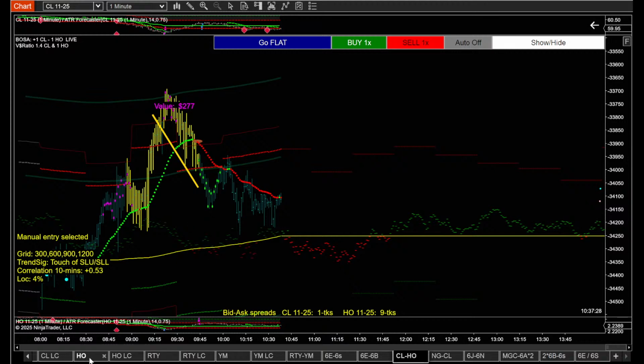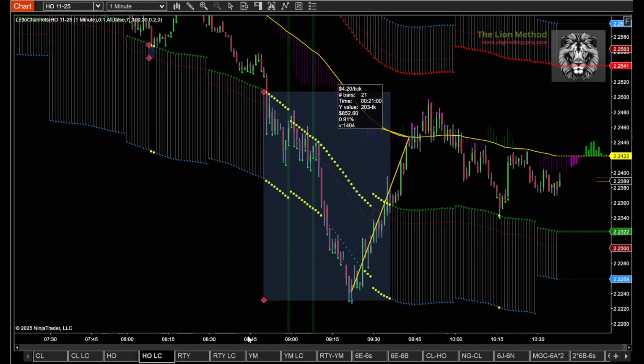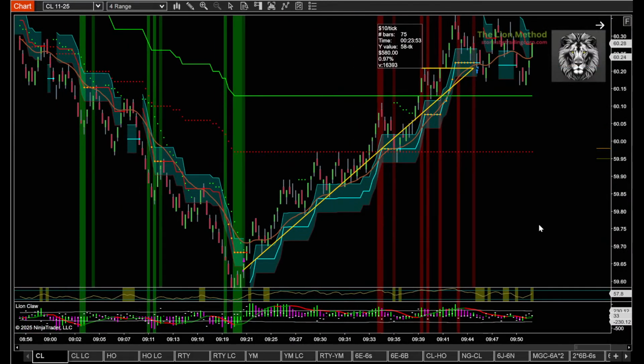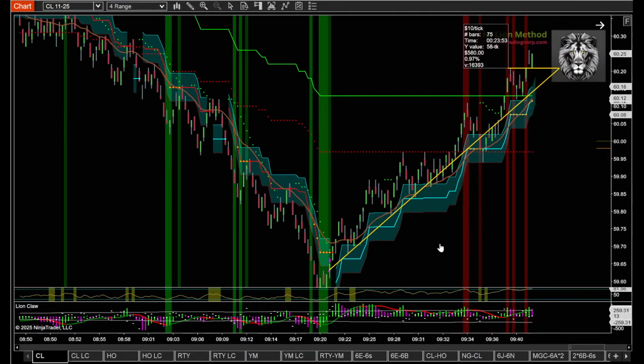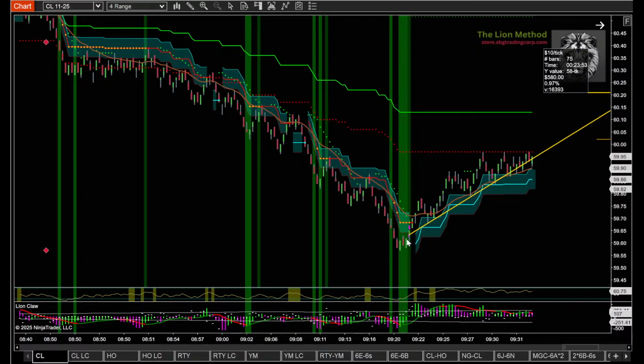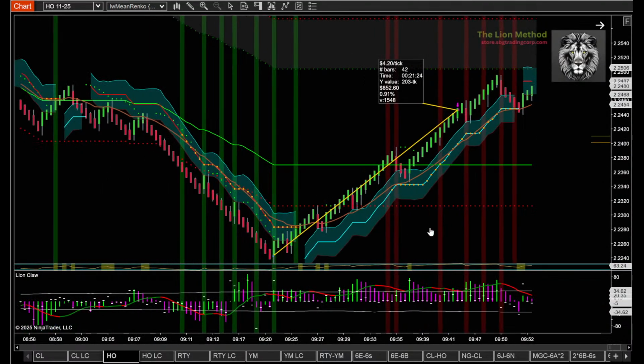Let me show you what my decision process was for that. So let's take a look. This was heating oil. This is what the crude oil market looked like at the time. So when I entered the trade, crude oil was very oversold. Heating oil was also quite oversold.